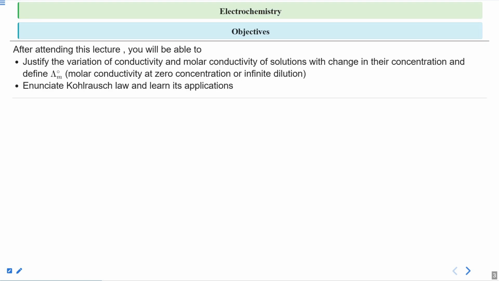So, today's objective of the class is that after attending this lecture, you will be able to justify the variation of conductivity and molar conductivity of the solutions with change in their concentration, and define lambda naught m, which is molar conductivity at zero concentration or infinite dilution. And then you will be able to enunciate Kohlrausch law and learn its applications.